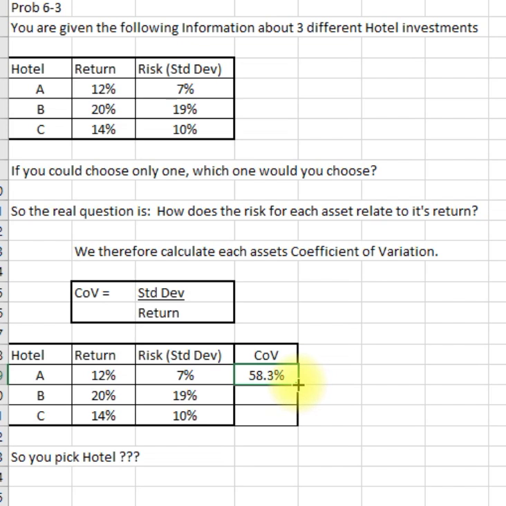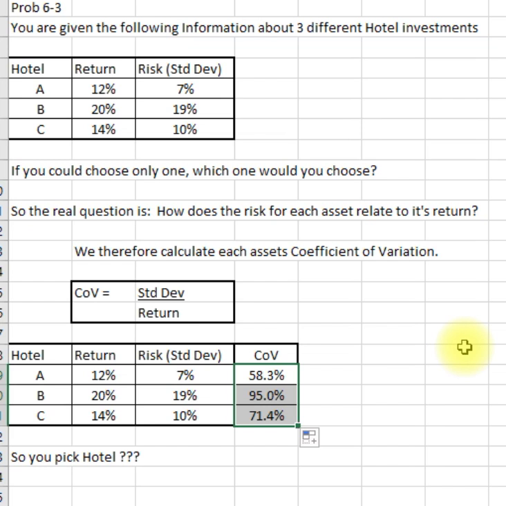58.3% on this. Let's copy that down and recognize the rest of them. So A has a 58% coefficient of variation, B has a 95% coefficient of variation, and C has a 71% coefficient of variation.